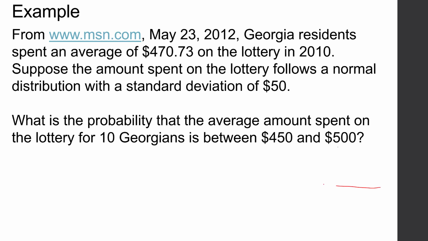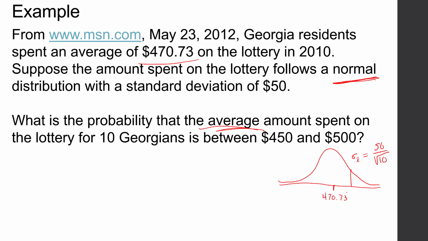So again, we're going to draw our picture of a normal distribution. The average of 10 is going to have a normal distribution. That sample mean for 10 Georgians is going to have a normal distribution because the original data came from a normal distribution. So what's the mean of the distribution of the sample mean? It's the mean of the original distribution, 470.73. But what's the standard deviation of this distribution of the sample mean? Well, it's the original standard deviation cut by a factor of the square root of n. So divided by the square root of 10.